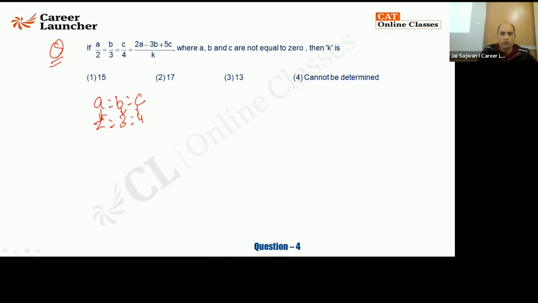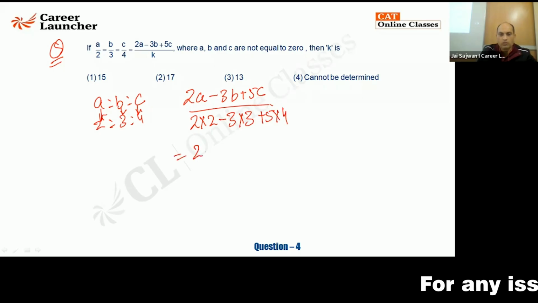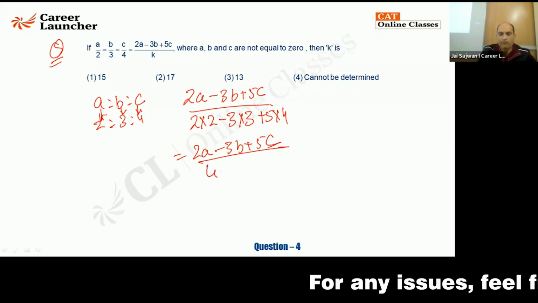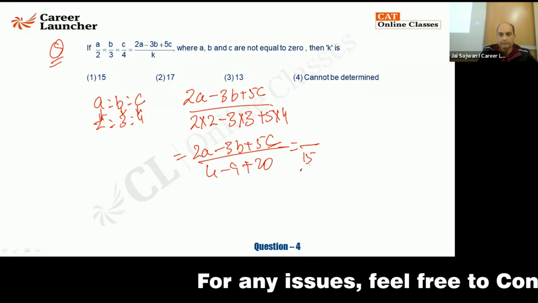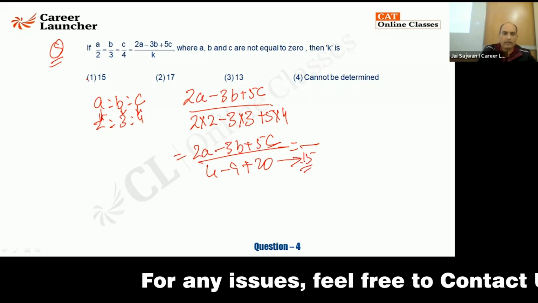B is 3 and C is 4. And you need to find out 2A minus 3B plus 5C. Okay, good, Khushi. Thrice of B means thrice of 3. 5 times of C is 5 times of 4. So that is 2A minus 3B plus 5C, divided by 4 minus 9 plus 20, which is nothing but 15. The denominator comes out to be 15. My answer is 15.